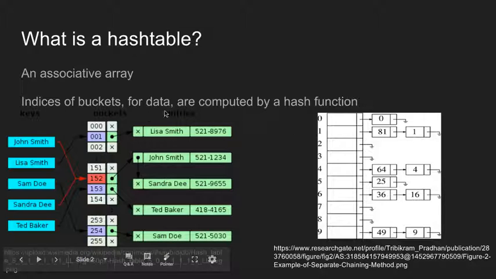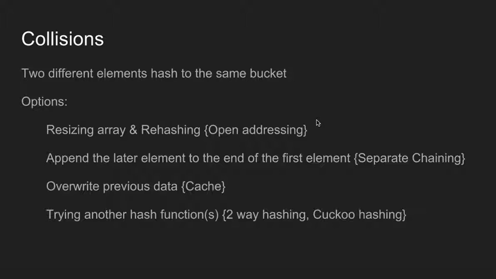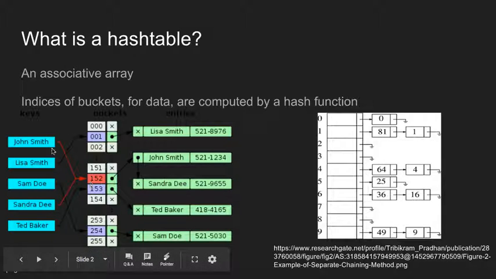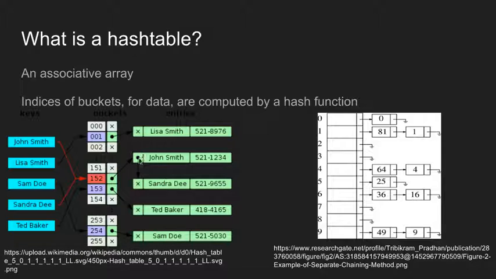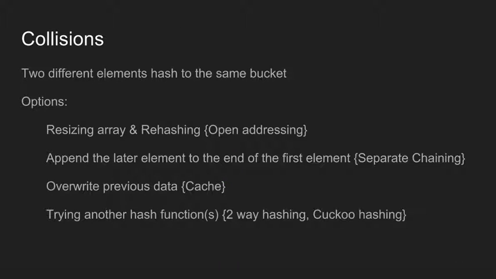So another way to look at a hash table is its indices of buckets for data, which are computed by our hash function. As we saw in the last slide here, we ran into an issue where John Smith and Sandra D both hashed to the same spot. And one way to resolve the collision is to basically append Sandra D to the very end of John Smith, meaning that we use kind of a chain here, and this is known as separate chaining.